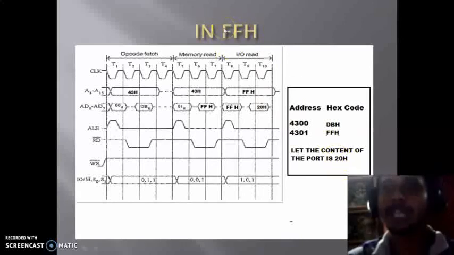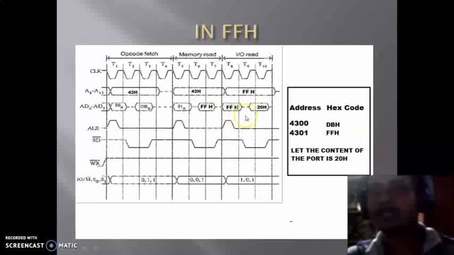So I already discussed different types of instruction timing diagrams, in STA and MVI. The 8085 microprocessor has 74 instructions, and each instruction has a different timing diagram, and that can be drawn. Thank you.